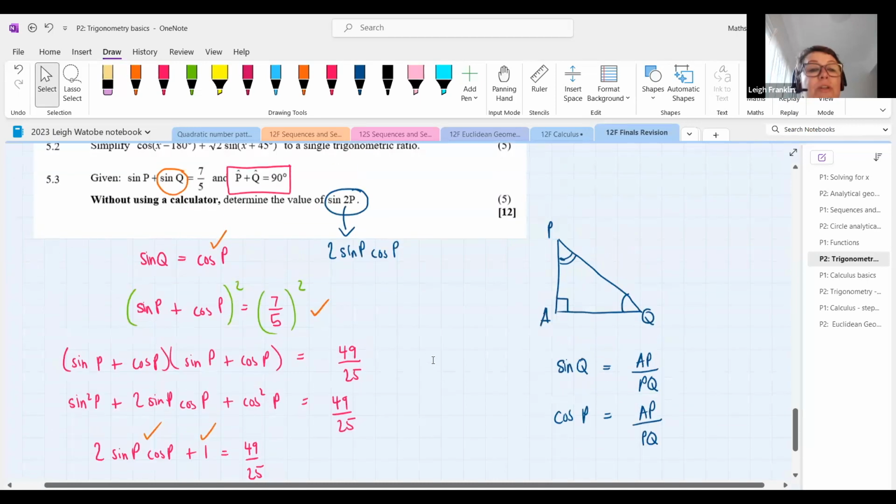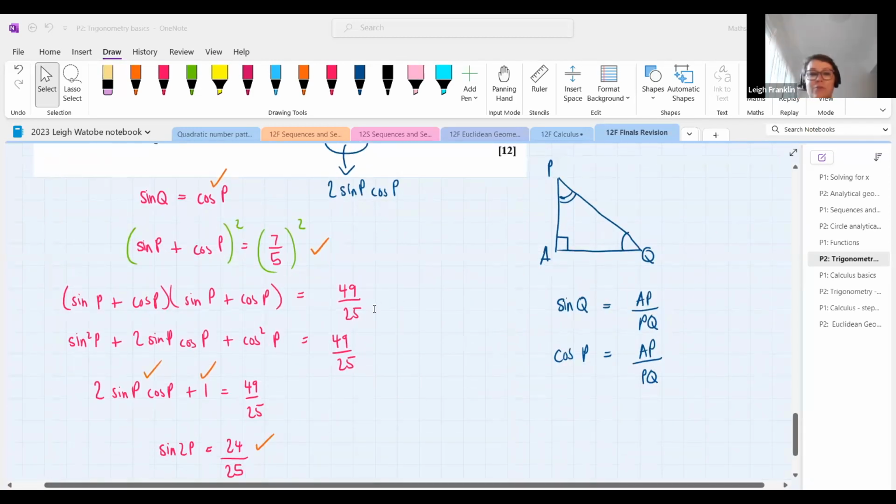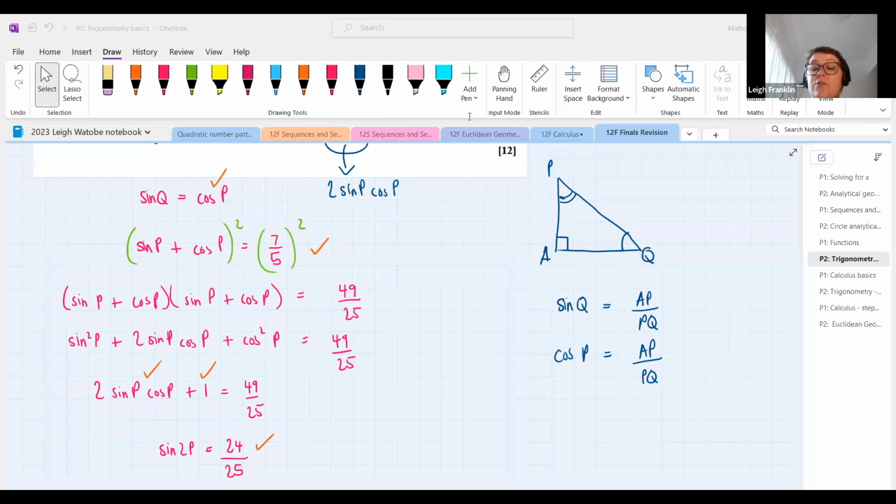Are there any questions? Yes, Gugu, go for it. Hi, ma'am. Hi, Gugu. So, I see what you wrote, but I'm lost. I am just lost. So from the moment where you squared that equation, yes. Is that where you got lost? Yes. Okay. All right. So are you happy with sine p plus cos p equals 7/5? Does that make sense to you?